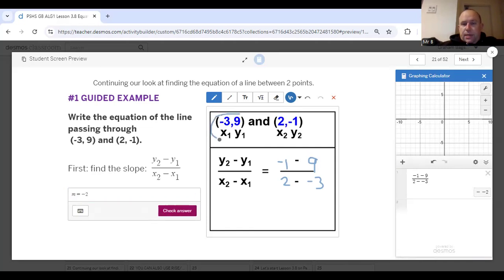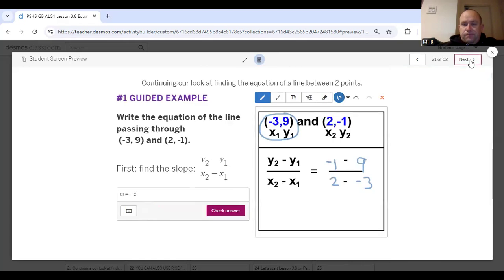Write out a coordinate. Step 1, I could pick this coordinate. Step 2, write out the slope. That's what I just worked out. And then you just do your 6 steps. If you want to pick this point and use m equals -2, that works equally well. It doesn't really matter which one you actually use.